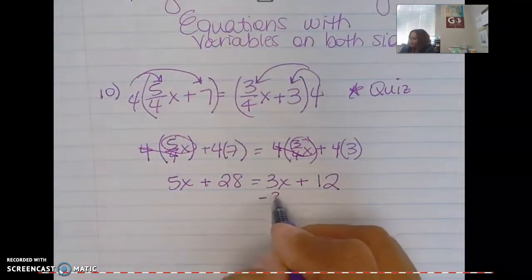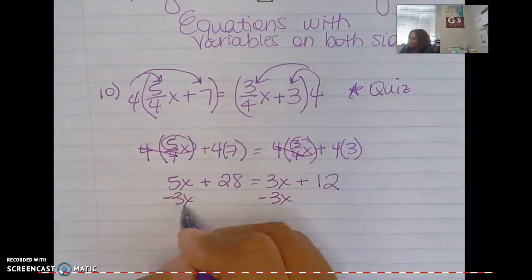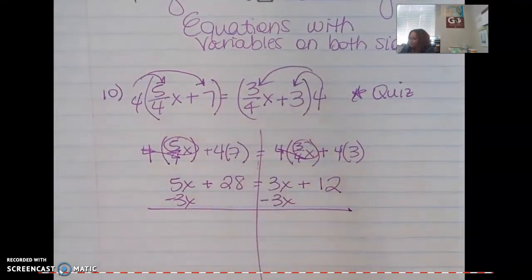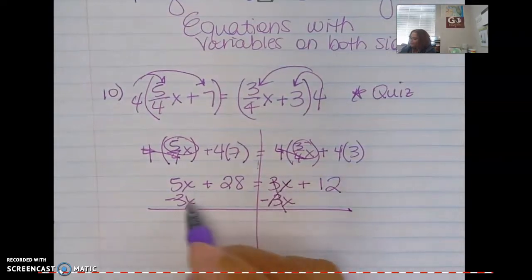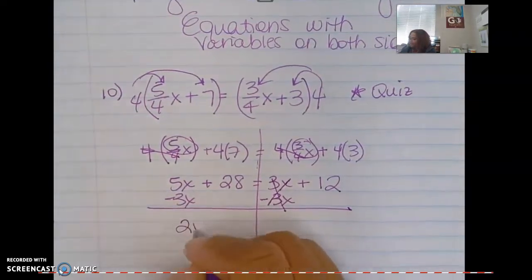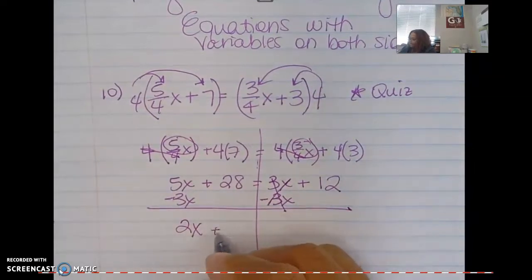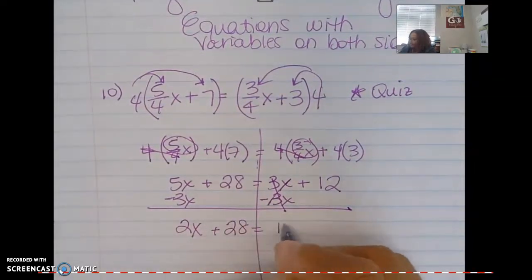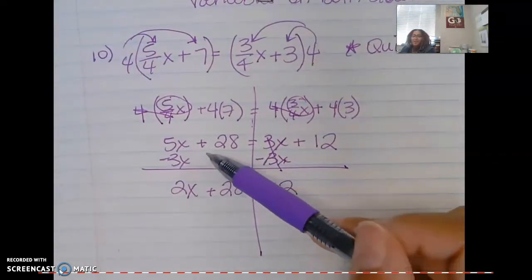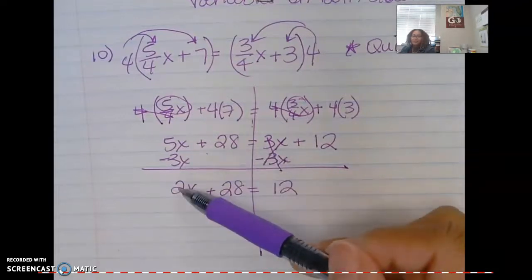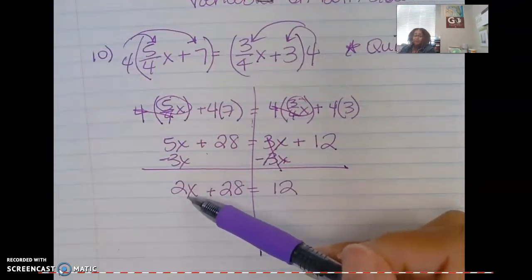I would subtract 3x from both sides because that's just my suggestion to start off with. Split my sides. My 3x's over here cancel out. 5 minus 3x is 2x, plus 28 equals 12. Because I started on the right with my variable, my next step needs to be on the left with my constant. I'm done with my variables for now. They stay over here for now.